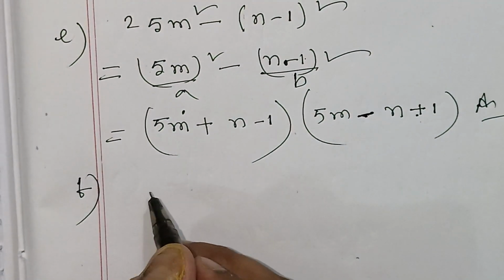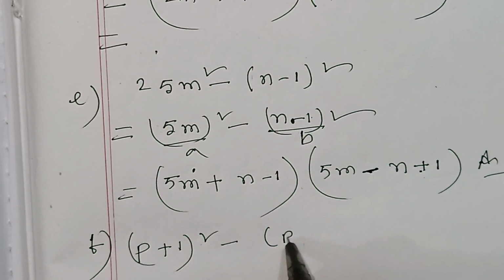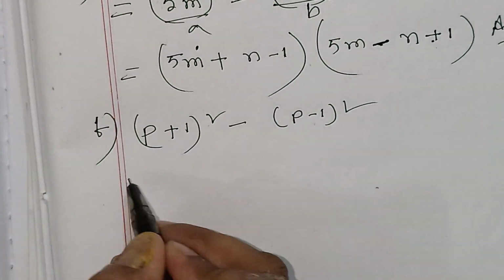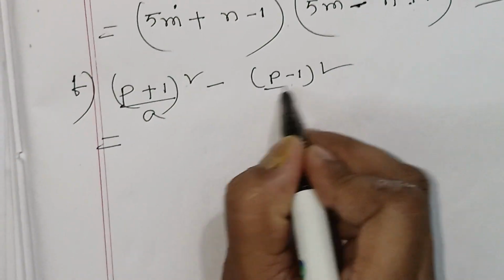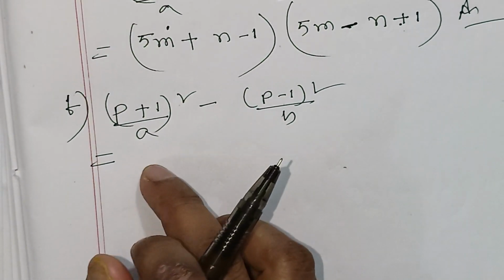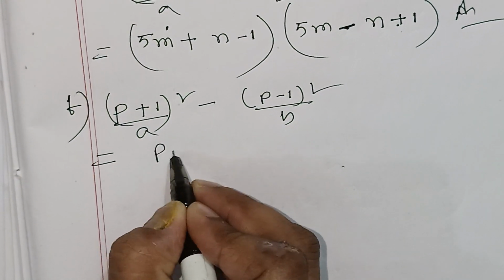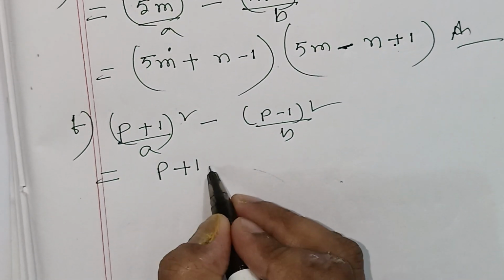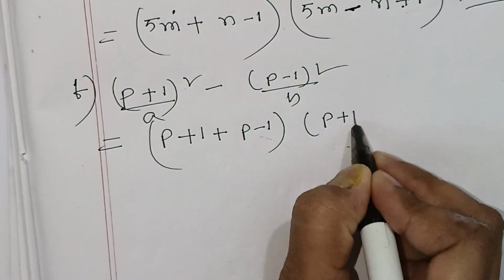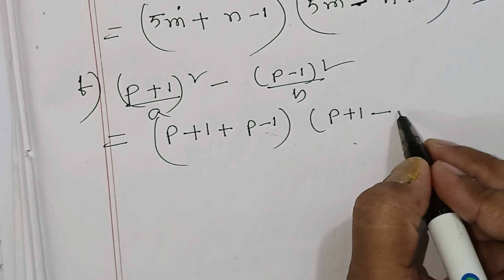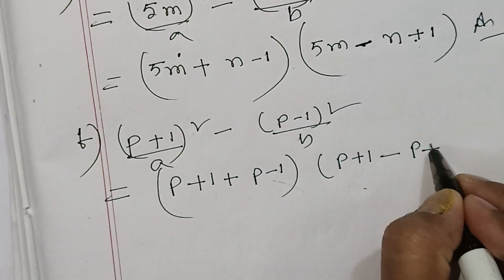Now F: (p plus 1) whole square minus (p minus 1) whole square. So p plus 1 is a and p minus 1 is b. So see, a square minus b square means (a plus b)(a minus b). So a plus b means p plus 1 plus p minus 1. Again a minus b, b means p minus 1, but minus 1 for the formula becomes plus 1.